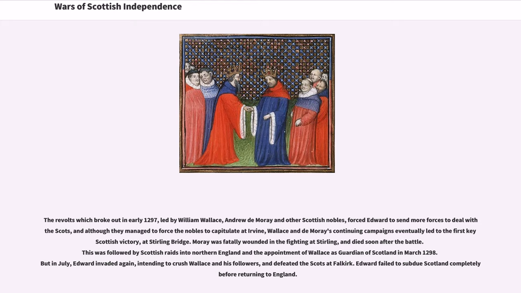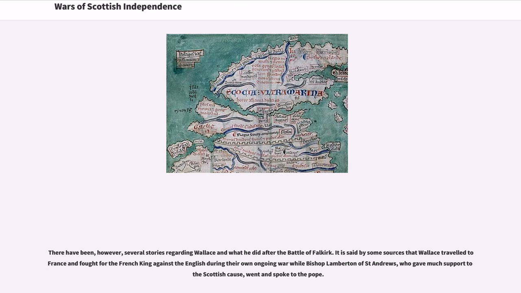This was followed by Scottish raids into northern England and the appointment of Wallace as guardian of Scotland in March 1298. But in July, Edward invaded again, intending to crush Wallace and his followers, and defeated the Scots at Falkirk. Edward failed to subdue Scotland completely before returning to England. There have been, however, several stories regarding Wallace and what he did after the Battle of Falkirk.